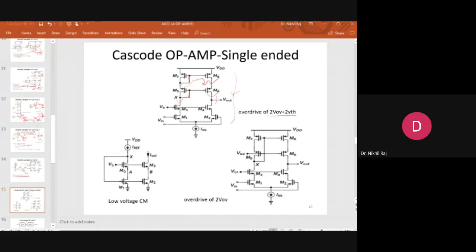If you see this particular section in the cascode current mirror, there we have seen the effective overdrive was taken in the upper limit. I am talking about 2 VOV plus 2 VTH. Then we used certain techniques and reduced the overdrive voltage, and the best technique which came out was this technique. In this architecture my overdrive was reduced to 2 times VOV. There was no VTH term here.